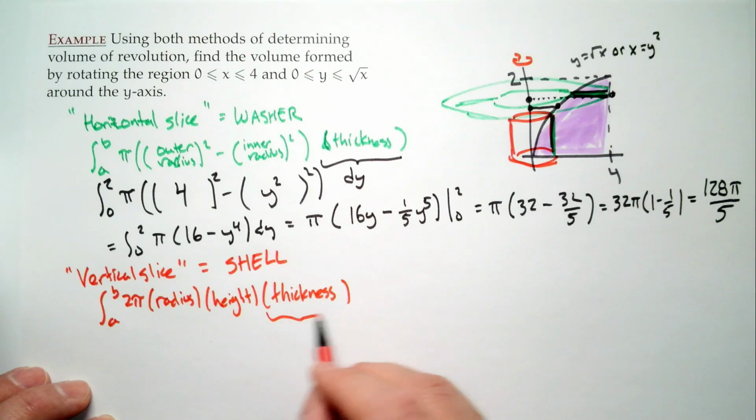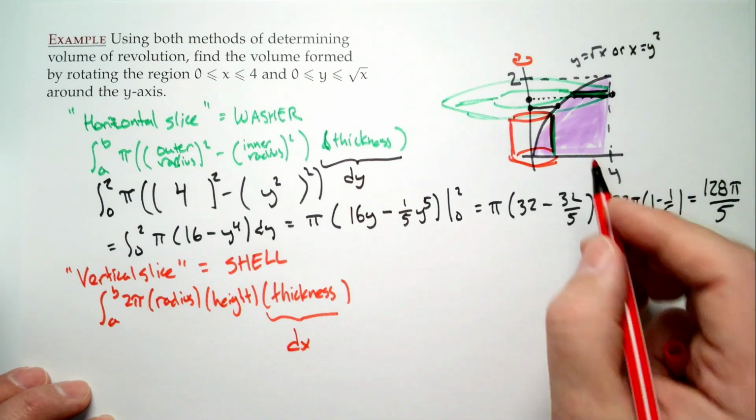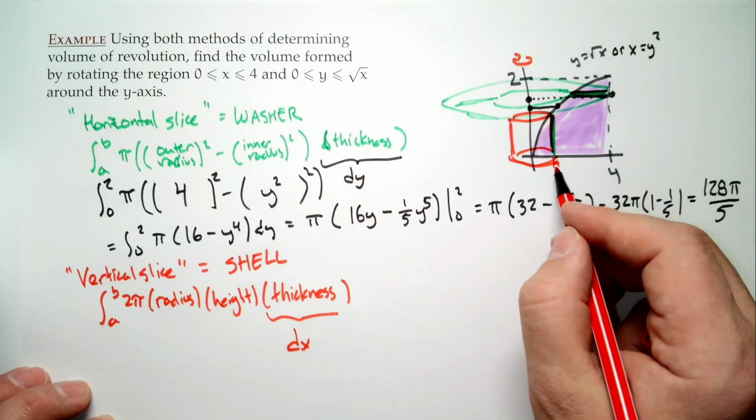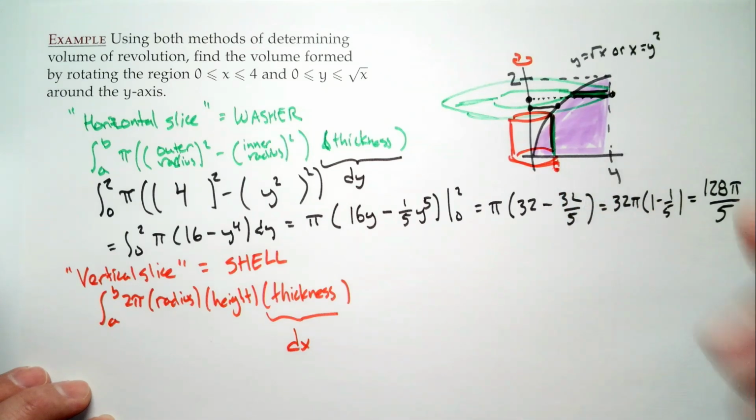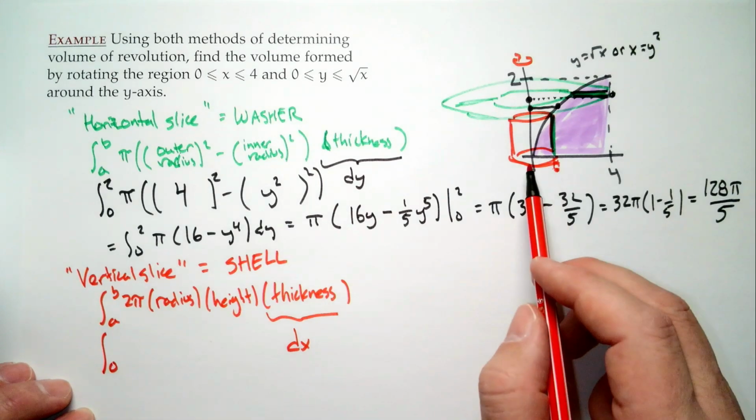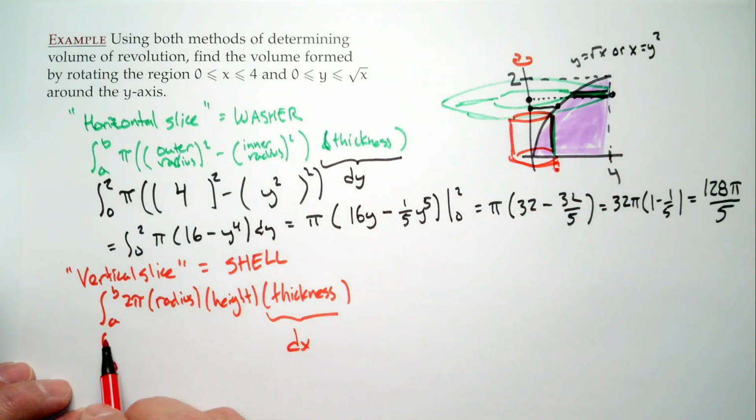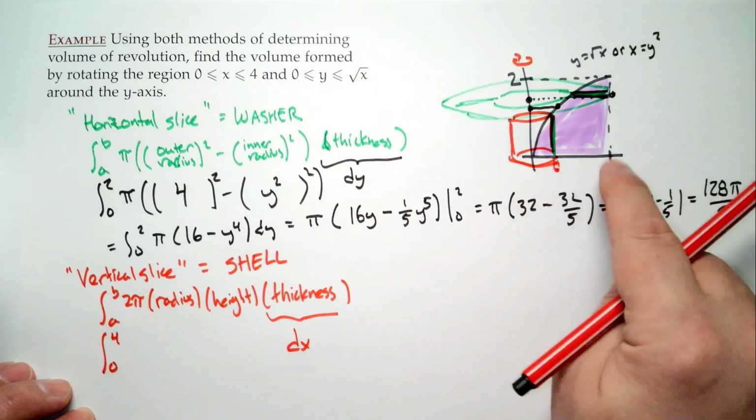Okay, let's start with thickness. What is that going to be? dx. Because now our thickness is how much we're changing. It's this piece over here. It's a very thin slice with respect to x. Now we know it's integral with respect to x, so we can figure out the bounds. Where do we go from? 0 to 4. Because that's where the x goes between 0 and 4.